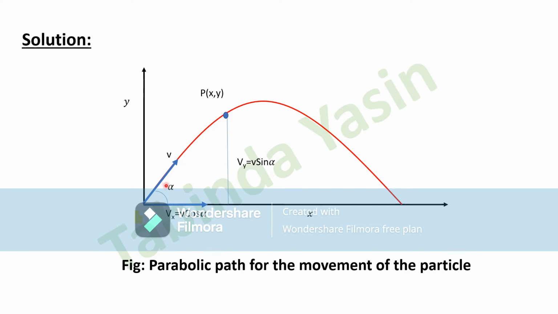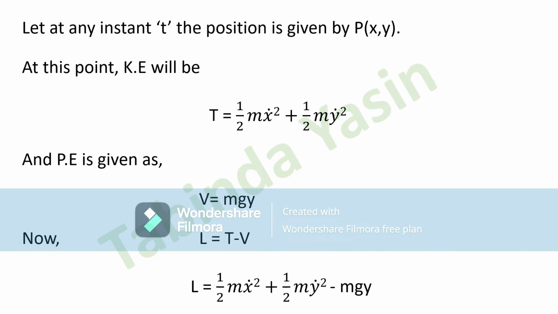Resolving the components of velocity v, we have the horizontal component vx equal to v cos alpha and the vertical component vy equal to v sin alpha. Let at any instant t the position be given by P(x, y). At this point, the kinetic energy will be T equal to 1/2 m x dot squared plus 1/2 m y dot squared, because both components of the coordinates x and y are involved. Now the potential energy is given as V equal to mgy. So the Lagrangian is L equal to T minus V.